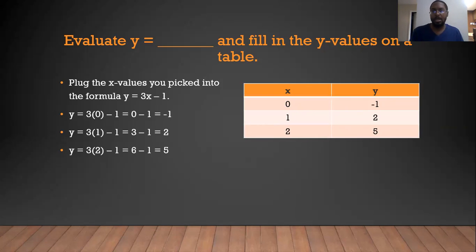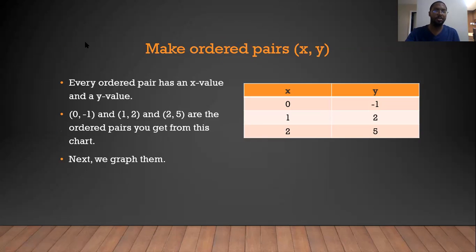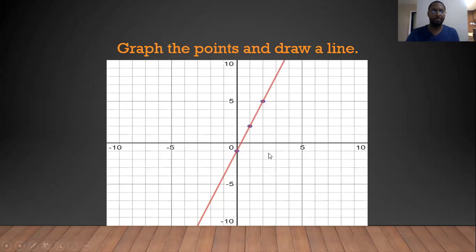That's it. All right. Now, those are ordered pairs. So these correspond to ordered pairs (0, -1), (1, 2), and (2, 5), as you can see here. So X and Y, we create some ordered pairs. Then we graph the ordered pairs, like so. And practice that, you'll get it. Okay, great.